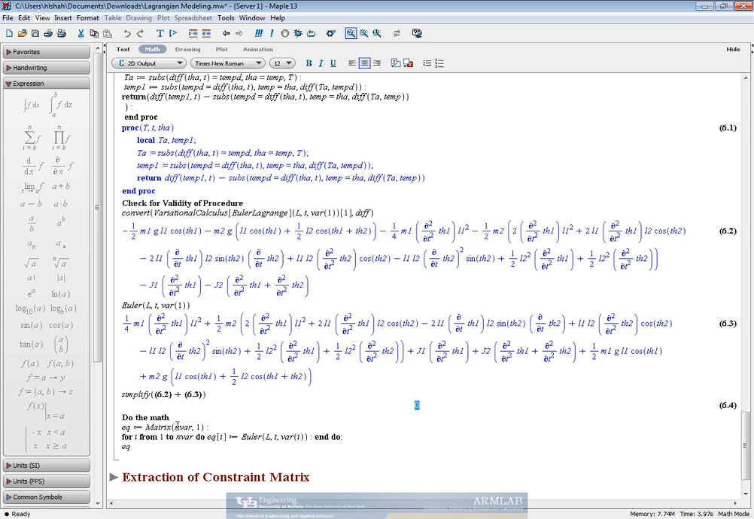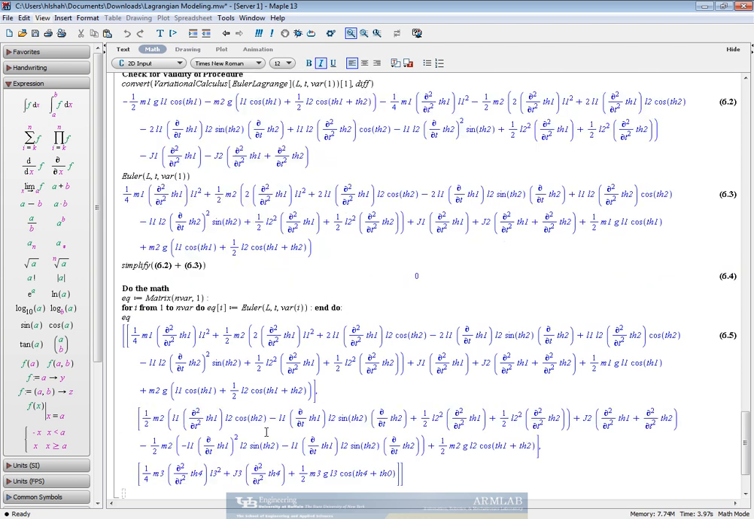The next step would be to run this for the entire set of variables. So we define the equations as a matrix of n var by 1 and compute it for i from 1 to n where we have the Euler command. After running this, we can see that we have 3 different sets of equations and we can now extract the force matrices and the mass matrices from this.